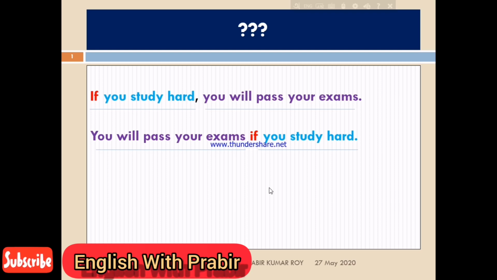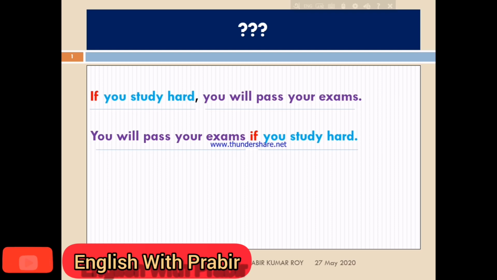Please, at first, look at the screen. You can see two sentences here. One is, if you study hard, you will pass your exams. You may think, sir, we are familiar with this type of sentence. It's advice from a teacher to the students. Okay, you are right. But today, I'm not going to give you any sort of advice.